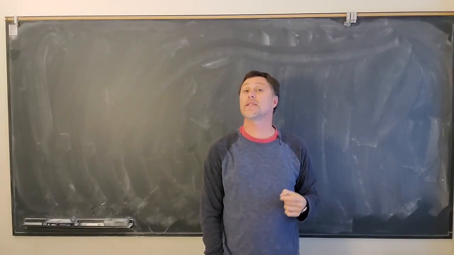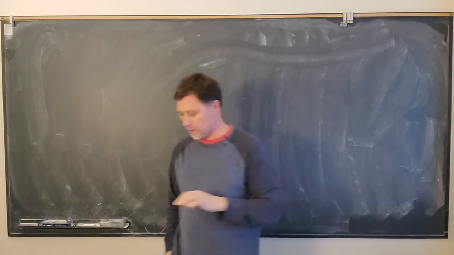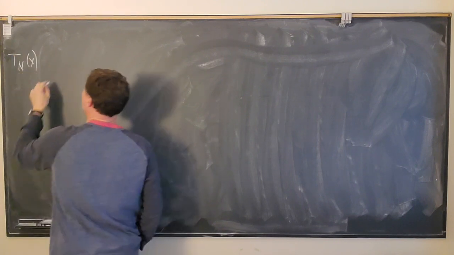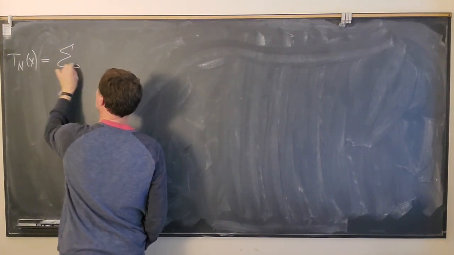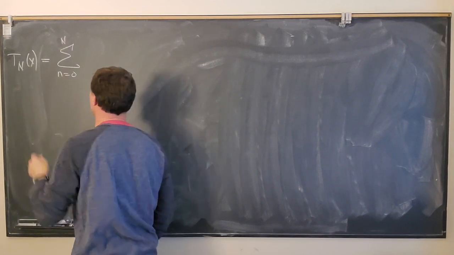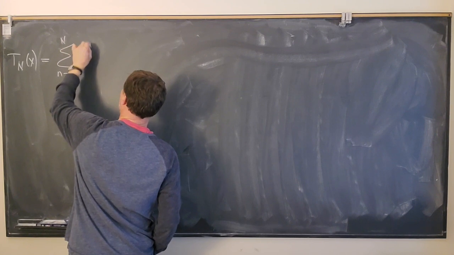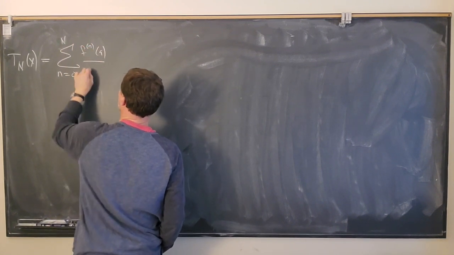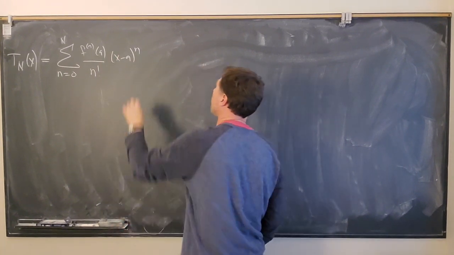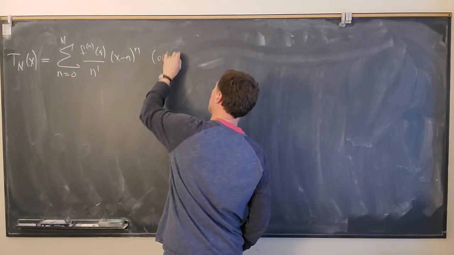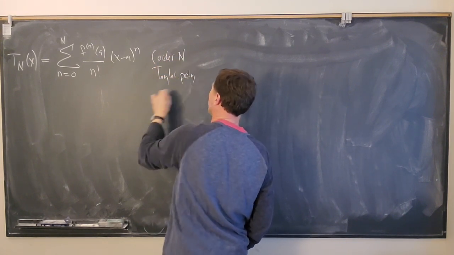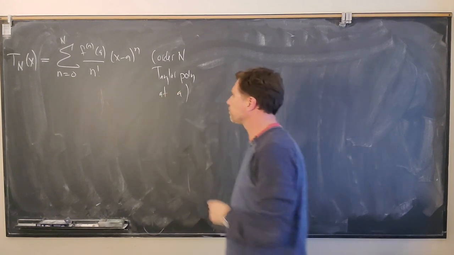Hey everyone, so let's continue our study of Taylor polynomials. Remember last time we had T sub n of x. That's going to be the sum n equals 0, but instead of going to infinity, we go to capital N. And then it'll be the nth derivative evaluated at a, divided by n factorial, times x minus a raised to the n. So this is the order n Taylor polynomial at capital A.